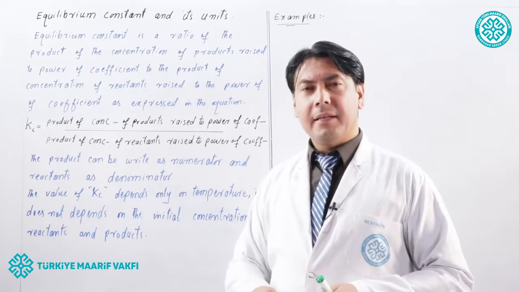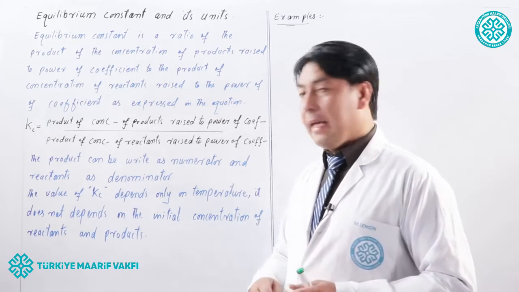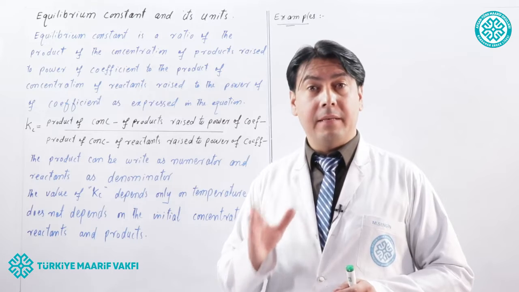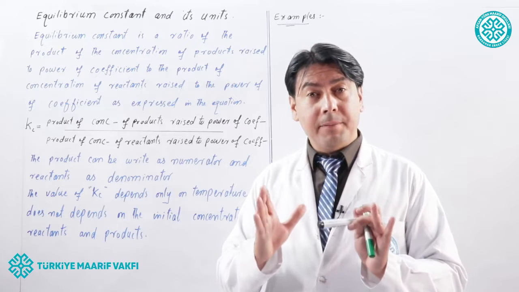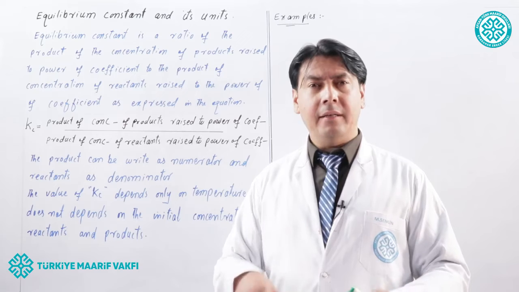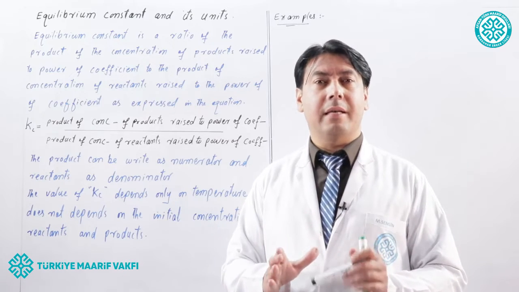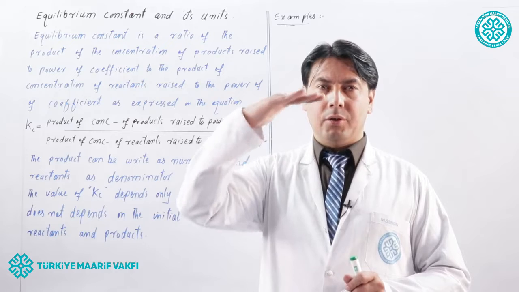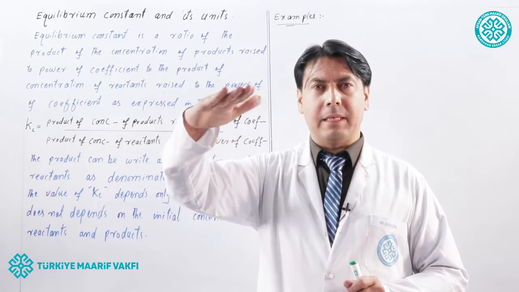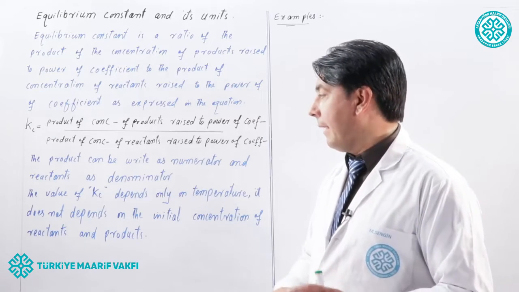The products can be written in the equilibrium constant expression as a numerator, and the reactants can be written in the equilibrium constant expression as denominator. Numerator, denominator. So, products in numerator place and reactants in denominator place.